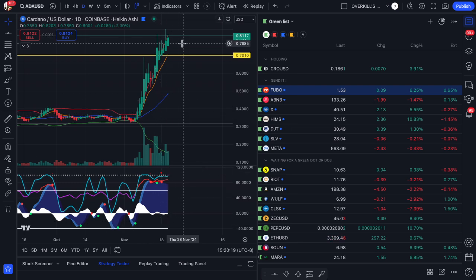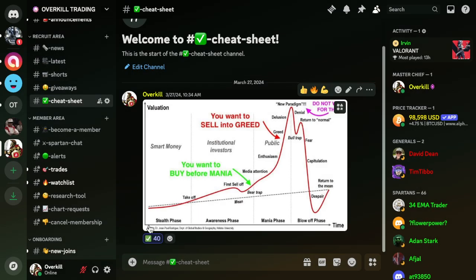And again, I don't think this is a bad place at all to take some profits. You don't have to sell the whole entire position, but you could sell 25% of it. You could sell 50% of it just to have some cash for when the pullback does come. Okay, you'll be able to redeploy it on the next green dot there on ADA. So I'd definitely be a profit taker on ADA here at 81 cents.